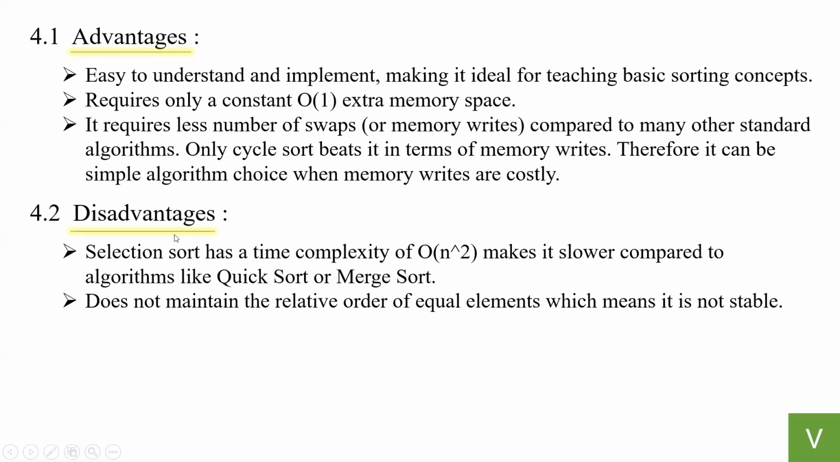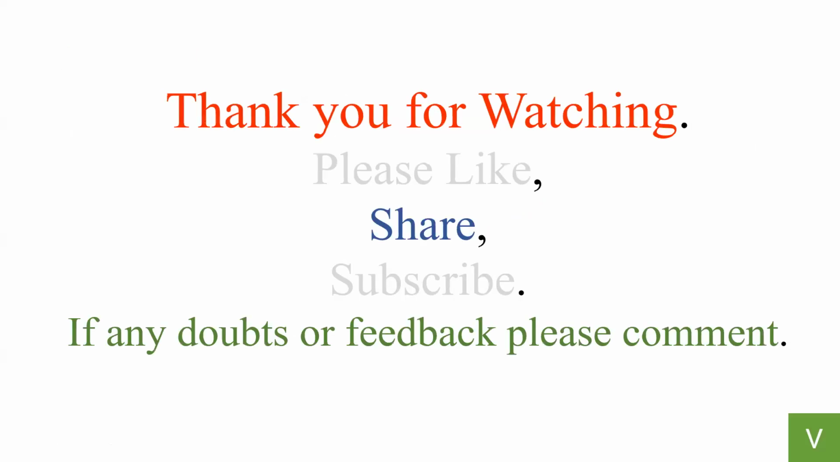Now let us look into the disadvantages. Selection sort has a time complexity of big O of n square, which makes it slower compared to algorithms like quicksort and mergesort. The second disadvantage is that it does not maintain the relative order of equal elements, which means it is not stable. So these are the advantages and disadvantages of selection sort. This is about the selection sort algorithm.